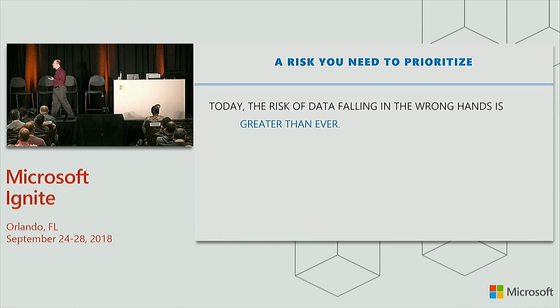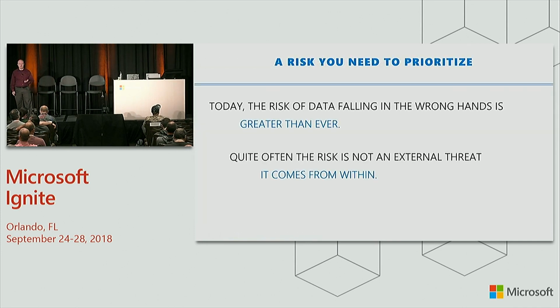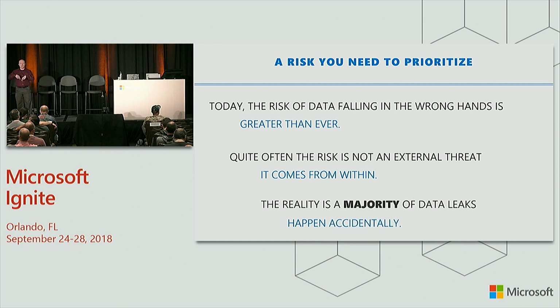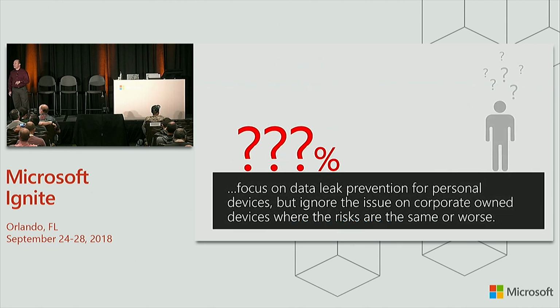So this is a risk that you need to prioritize. The risk is actually greater for access within, and it's usually accidental. This is something you need to worry about not just on your mobile devices. This is also about laptops and desktops, because where do you have the most access to work data to potentially leak it? There you go.